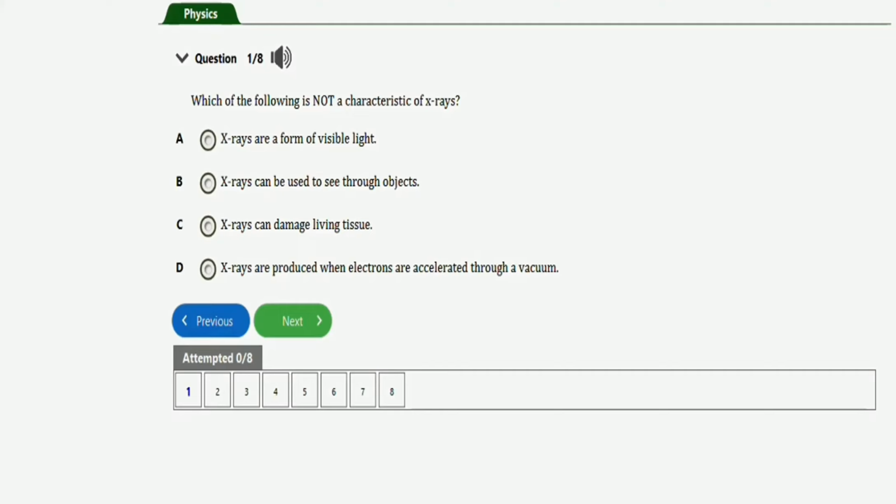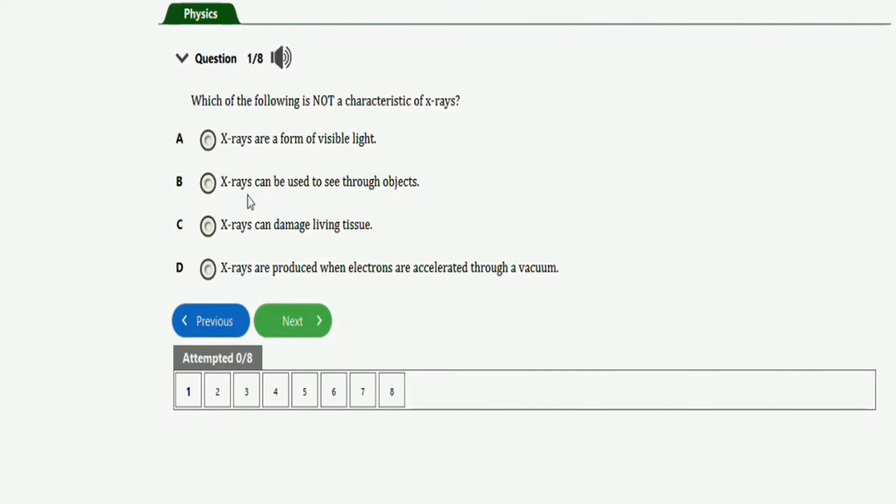We have option A, X-rays are a form of visible light. X-rays can be used to see through objects. X-rays can damage living tissue. X-rays are produced when electrons are accelerated through a vacuum. So the right option to this question is option A, which is X-rays are a form of visible light. This is wrong. X-rays are not a form of visible light, as a characteristic of X-rays. So option A is the correct option to this question.